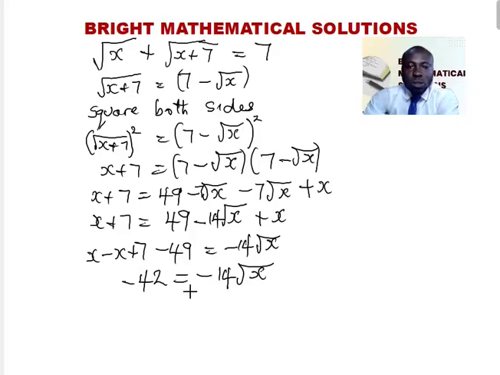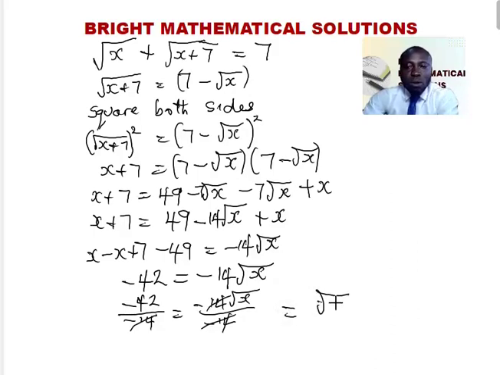So let us divide both sides by 14. That's minus 42 divided by minus 14 equals minus 14 root x divided by minus 14. So this will cancel this, and 14 here. Therefore, root x will now equal 3. So if we square both sides, x equals 9.